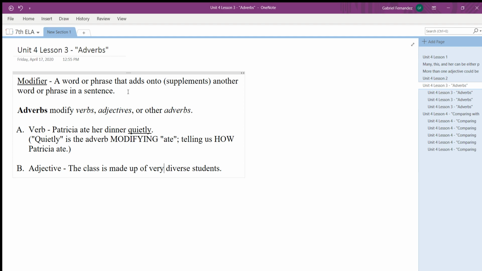But now we have a different word here, very. And we know that very is an adverb because it's modifying diverse, which is an adjective, and it's telling us to what extent these students are diverse. They're not just diverse students, they are very diverse students. So very is the adverb modifying diverse, telling us to what extent the students were diverse. Okay?